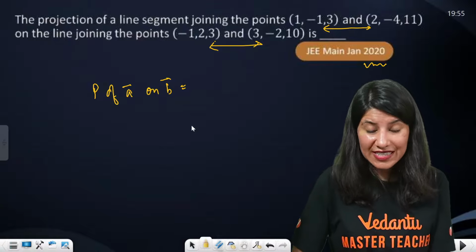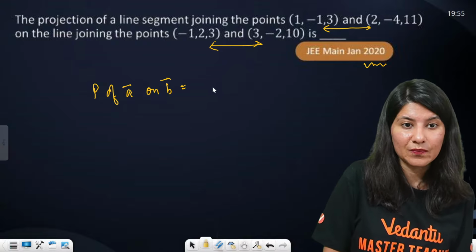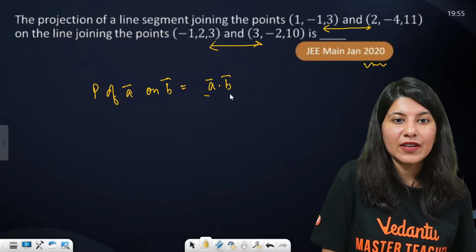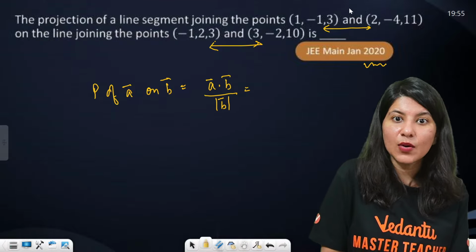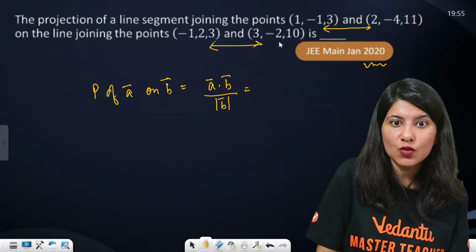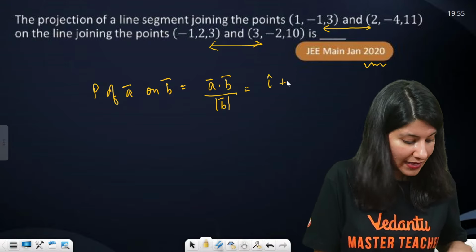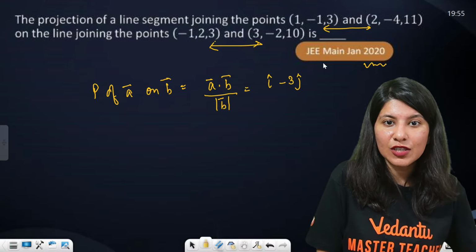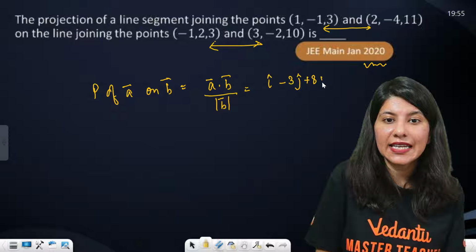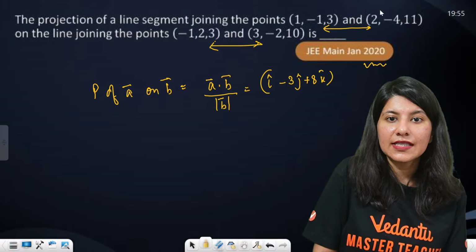Yes, 3D geometry has maximum weightage in JEE Main. So this is A vector dot B vector upon magnitude of B vector. Now, what is A vector? A is 2 minus 1, i cap, minus 4 minus 1, so minus 3 j cap, 11 minus 3 is plus 8 k cap. This is this thing, okay?